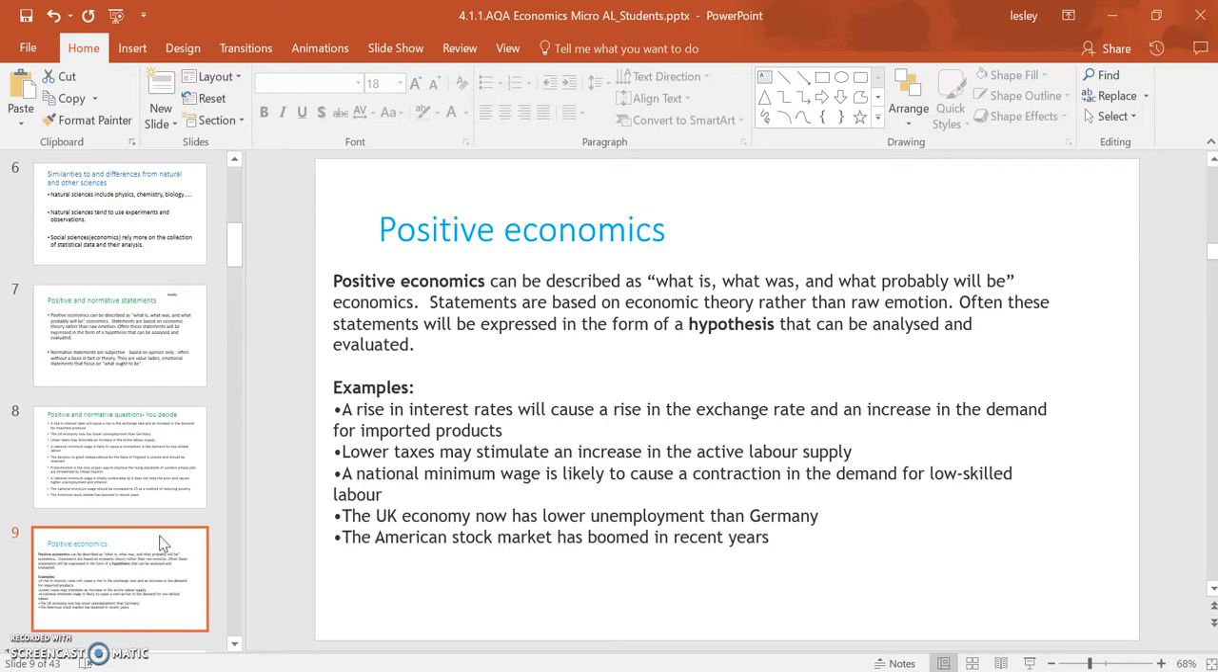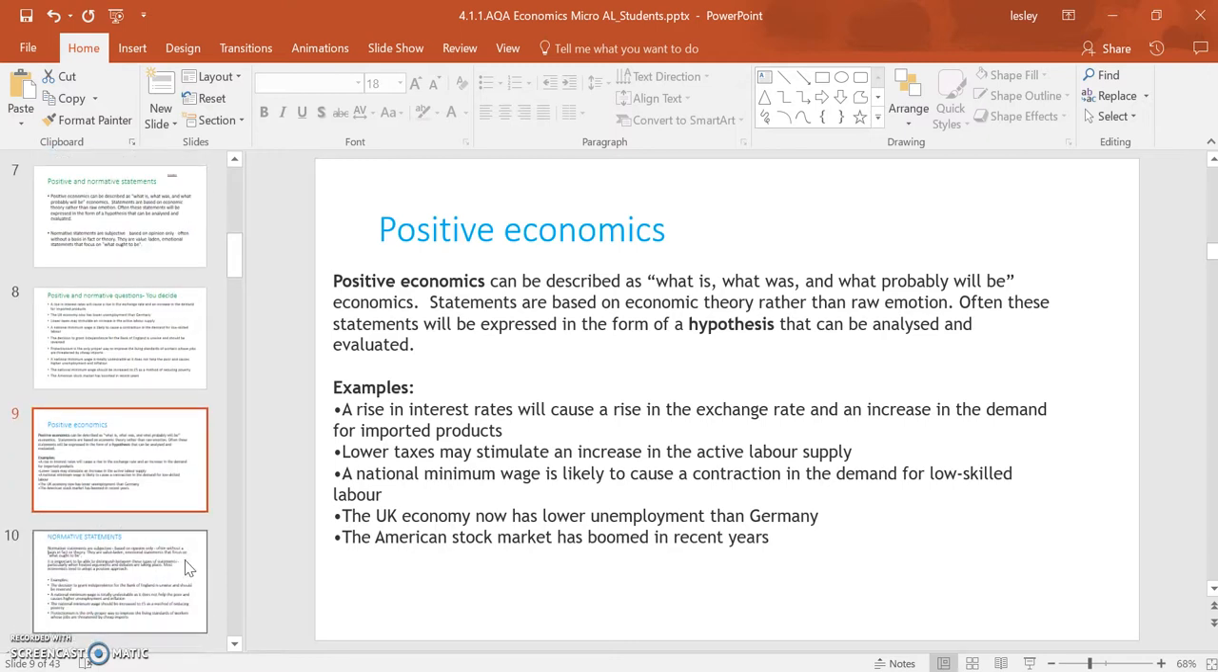So a bit on positive economics there. I've said it can be tested by data. That's the key thing there. It's absolutely factual. It can be tested by data. If we do this, it will lead to that. That's generally what positive economics is.